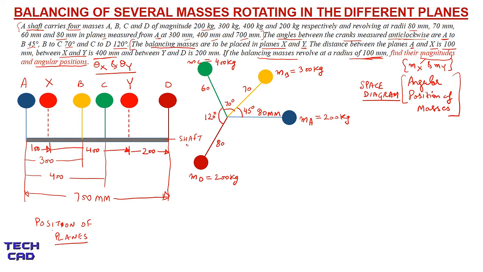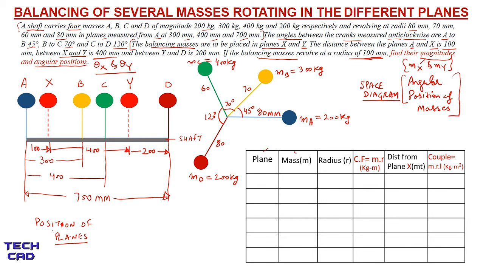Let's start the solution. Initially you have to make a small table in which you have plane, masses, radius, centrifugal forces, distance from plane X, and you have to find the couple. I already said this is a case of dynamic balancing, and in dynamic balancing you have to see two criteria, the centrifugal force and the couple. The summation of the forces must be 0 and the summation of the couples must be 0. Then the case would be completely dynamically balanced.